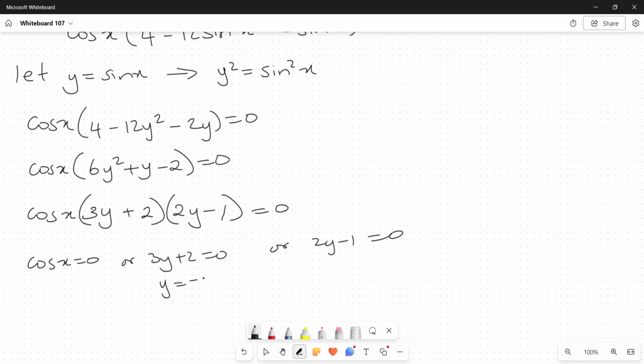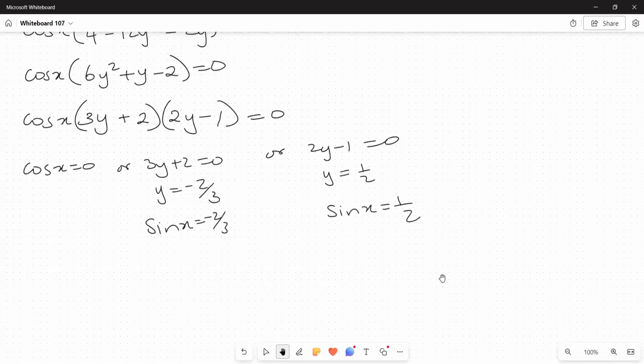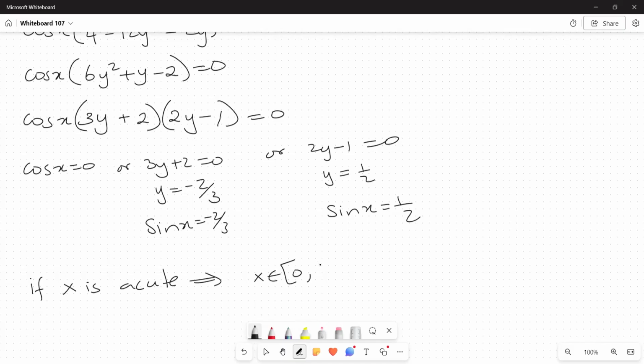Here, this means that y is equal to -2/3, but remember that y is sine x, so sine x is equal to -2/3. And here y is equal to 1/2, which means that sine x is equal to 1/2. And that is exactly what we were trying to prove. Okay, and then the second part says prove that if x is acute, then y has a maximum value. So here we need to put what we know into practice. If x is acute, this means that x is between 0 and 90, the first quadrant, and that means that sine x is greater than 0.